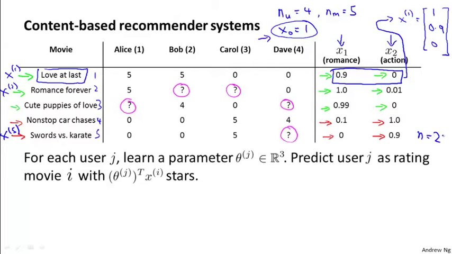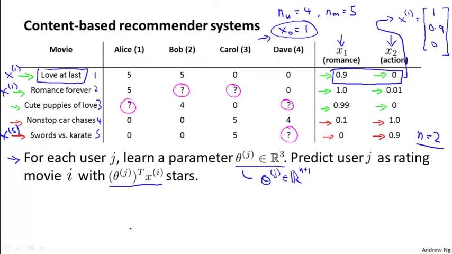Now, in order to make predictions, here's one thing we could do, which is that we could treat predicting the ratings of each user as a separate linear regression problem. So specifically, let's say that for each user j, we're going to learn a parameter vector theta j, which would be in R3 in this case. More generally, theta j would be in R n plus 1, where n is the number of features, not counting the intercept term. And we're going to predict user j as rating movie i with just the inner product between the parameter vector theta j and the features x i.